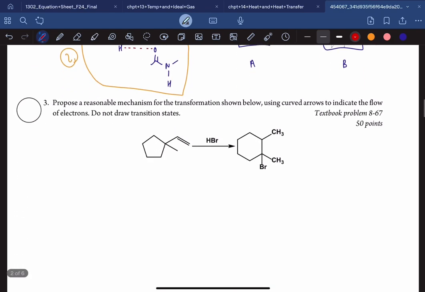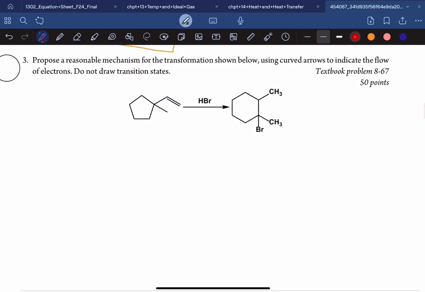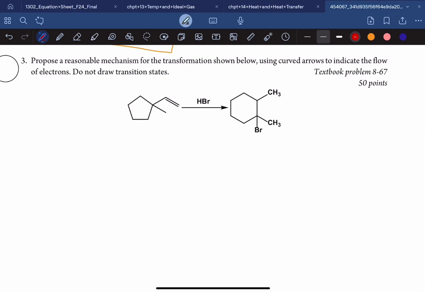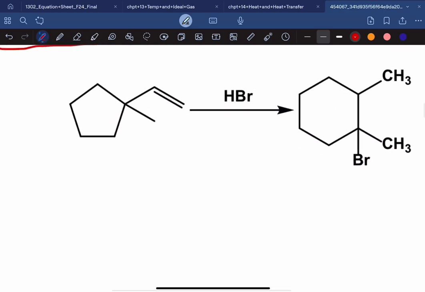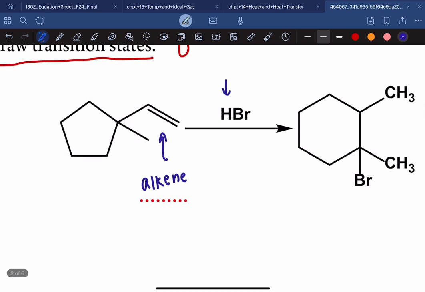And let's look at this mechanism problem, okay? Propose a reasonable mechanism for the transformation below using curved arrows. You do not need to draw transition states. Let's underline that. Good. So let's look at what we have, right? We have an alkene, right? This is an alkene. And this is HBr. So does anybody know how HBr adds to an alkene, right? You have to know if it's anti-Markovnikov or Markovnikov.